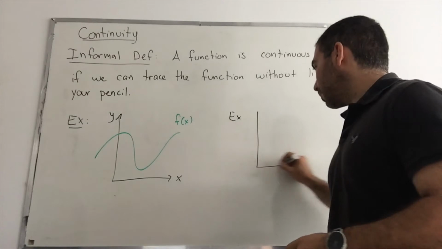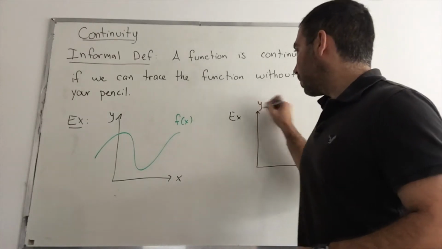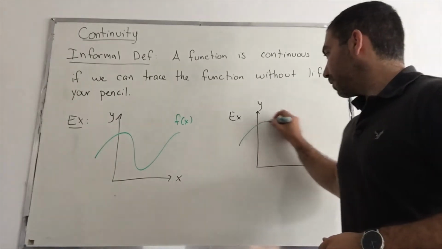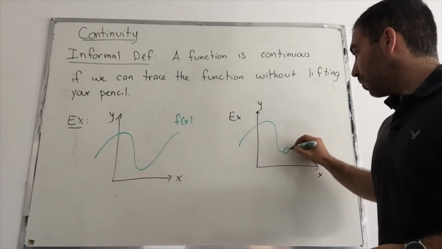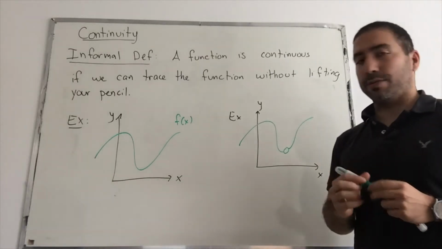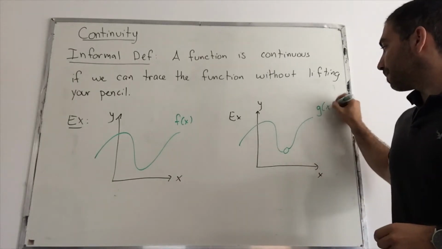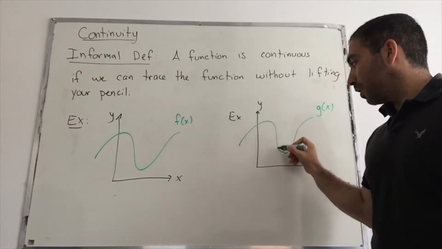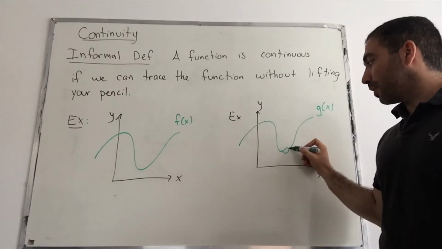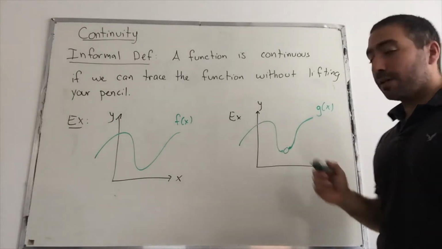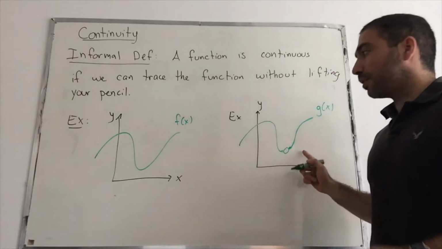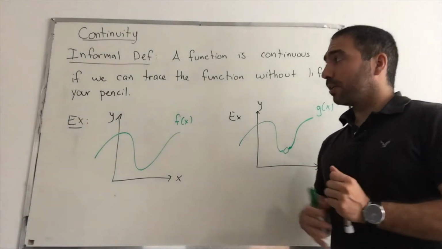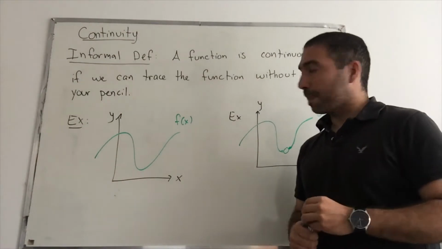A non-example would be something like this. We have our function here, there's a hole, and then it continues here. So let's call this function g of x. So notice there's a hole over here. So if I trace my function, well, in order to continue, I have to lift my pencil, come here, and then continue on this segment. So in this case here, the function is not continuous, okay? This is one example of a function which is not continuous, and we're gonna look at a more formal definition.